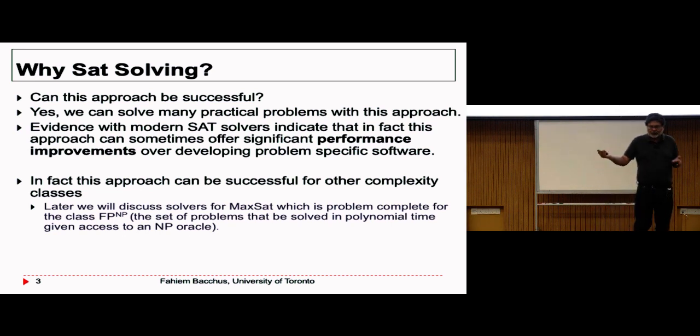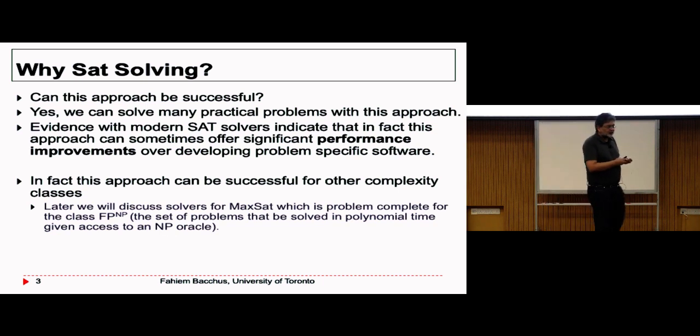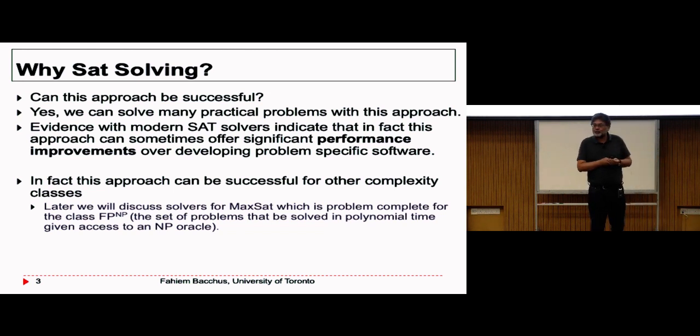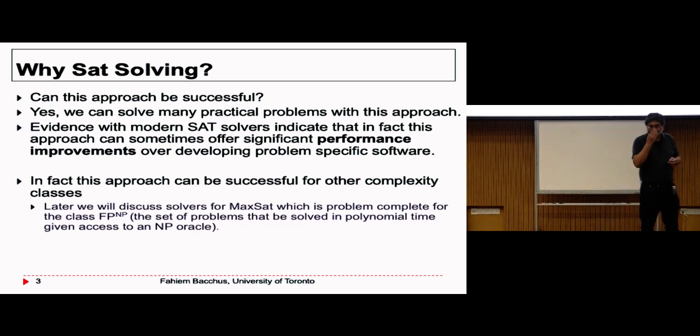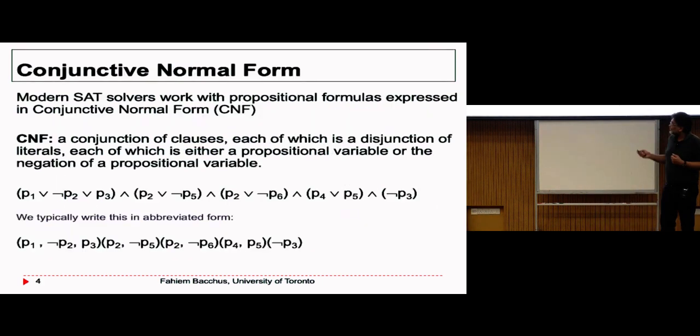And this approach generalizes. There are many other complexity classes besides NP, and most of those complexity classes have their own version of a complete problem. Usually it's a logical problem. We'll talk about Maxsat later on, which is complete for the class FP to the NP, which is a class of function problems that can be solved in polynomial time with access to an NP oracle. And there are other problems like SharpSat, which is complete for SharpP, and other things like that. And you can build, in a similar way, general problem solvers for these logical versions, and then convert your problem to that and use the solver.